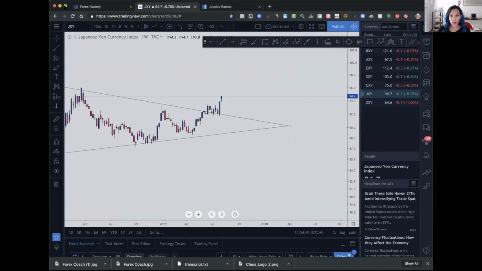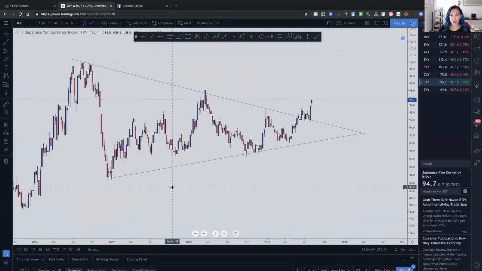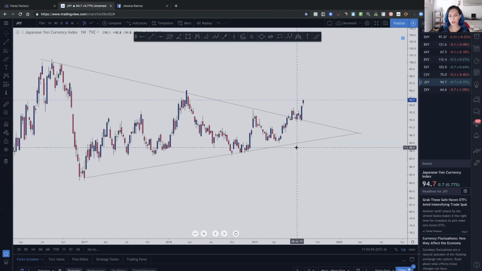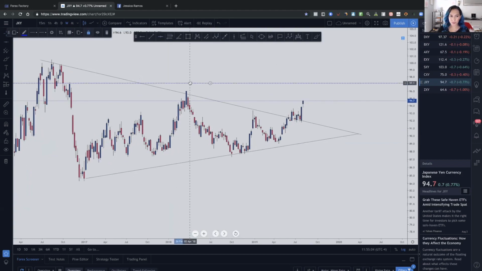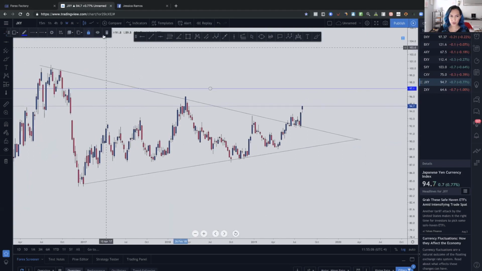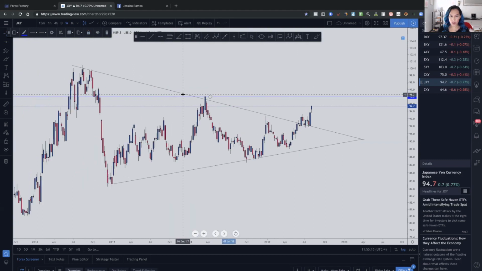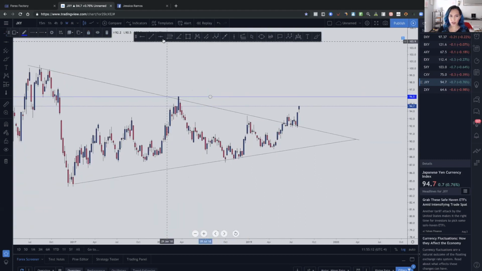Okay, so you can see here that I pretty much have Japanese yen marked up on the weekly. Very simple. I just have a trend line on the top and a trend line on the bottom. So essentially look for an area for it to break out. It broke out, landed on top and went up to a new high, okay? And if I just draw a line here, you can see right here is an area where the market has stopped before, and then another area which is up here, okay?